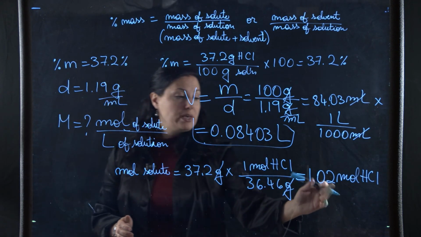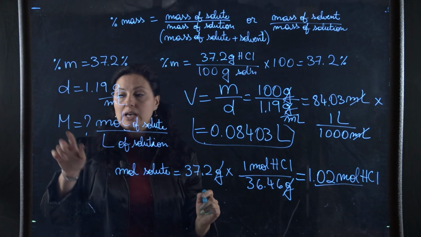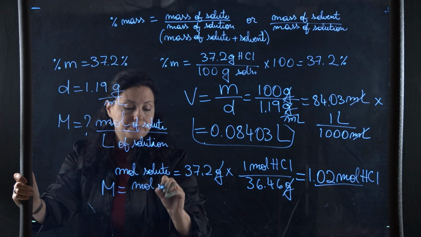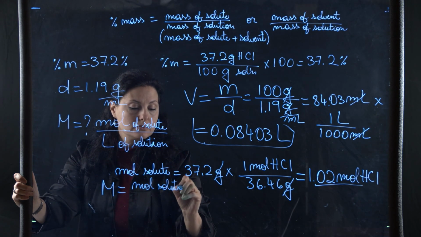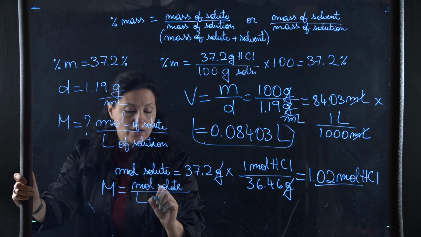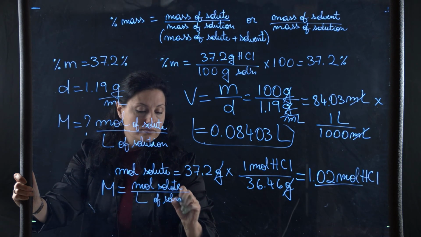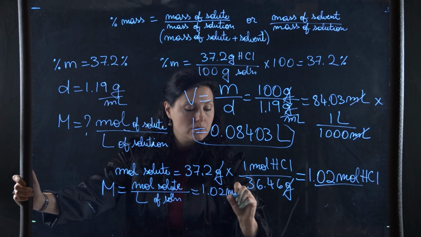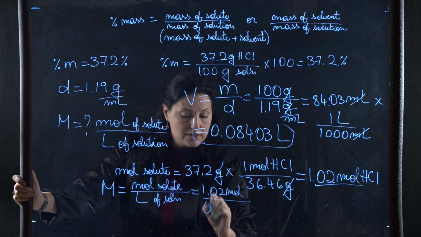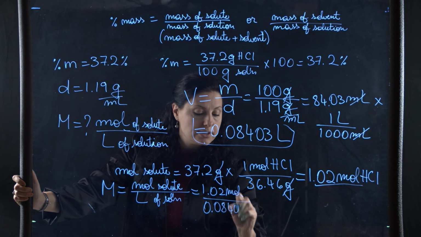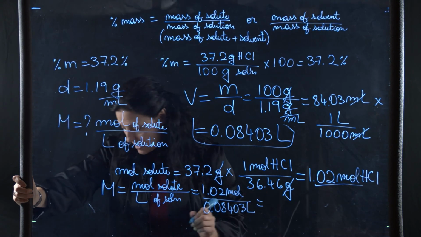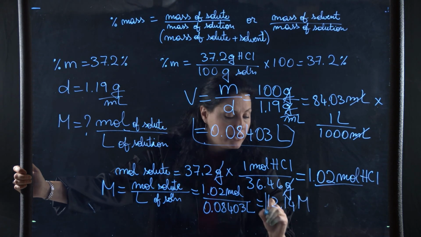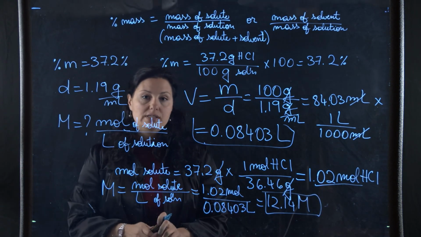And now that I have both pieces, I have my moles and I have my liters, I can figure out the molarity, moles of solute over liters of solution. Which means I have 1.02 moles, divided by 0.08403 liters, and that gives me 12.14 molar. That is the molarity of the solution.